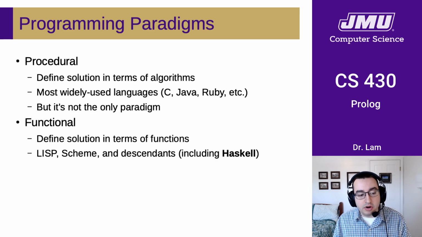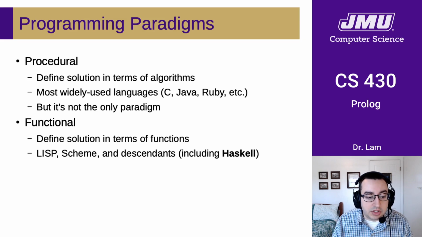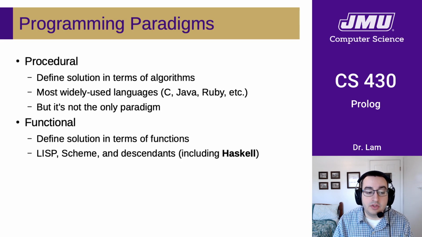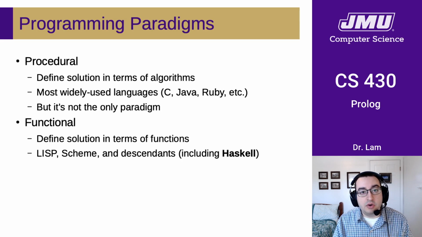We saw functional programming, where we don't define the solution in terms of a set of steps, but rather in terms of inputs and outputs. We wrote functions instead of algorithms, essentially. And so, there are a lot of languages in this vein, although they're not nearly as widely used as procedural languages. So Lisp and Scheme are some historical ones, and then of course Haskell is the one that we used.